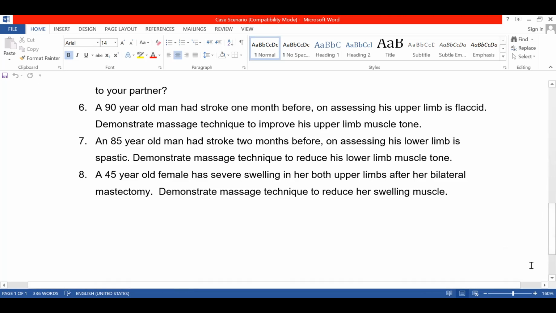Okay, so the main concern here is you need to do from distal to proximal, and you can do the techniques that facilitate the muscle. So facilitating the muscle is like hacking, beating, all those kinds of continuous pounding techniques will facilitate the muscle. Okay, so all those techniques you have to choose. Okay, next group.